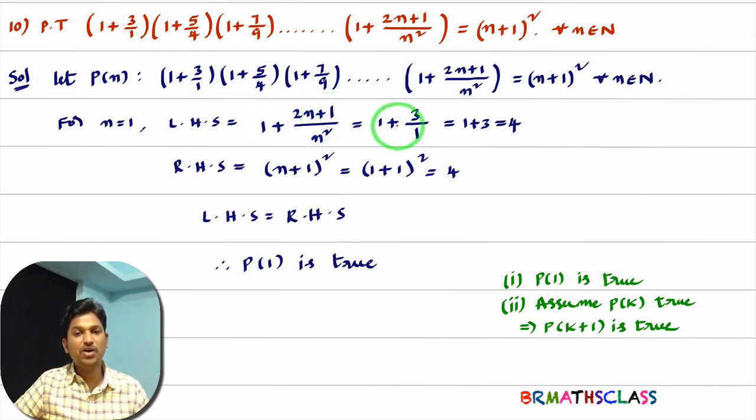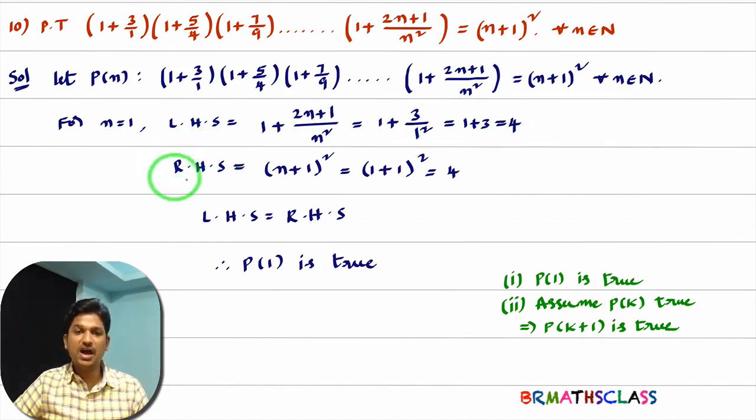Then what you will get? 1 plus 2 into 1, that is 2. 2 plus 1, 3. Divided by 1 square. 1 square is 1 only. That equal to 1 plus 3 by 1 is 3. That equal to 4. So LHS is 4.